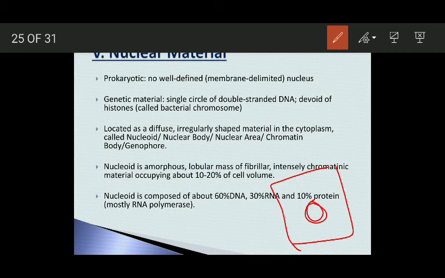That region of the bacterial cell which contains the nuclear material is known as nucleoid, and this nucleoid forms 10 to 20% of cell volume. Nucleoid is actually composed of about 60% DNA, 30% RNA, and 10% RNA polymerase. This RNA polymerase is an enzyme which is involved in the formation of RNA from DNA.